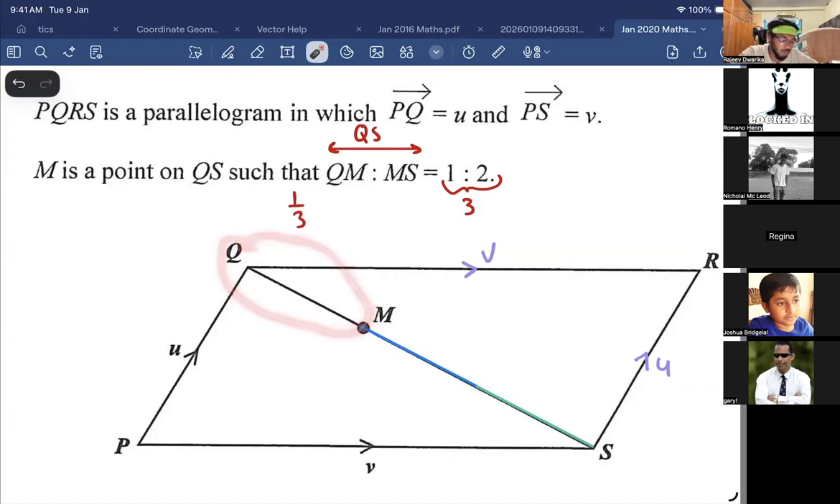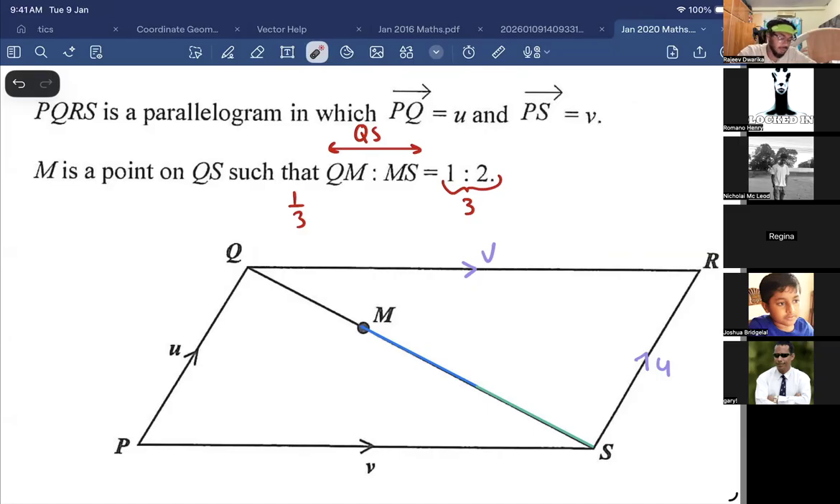1. So wouldn't that be a third of what? Be a third of what? 3. Nah, it wouldn't be a third of 3. 2. Nah, it wouldn't be 2. So Joshua, remind me, what line are we splitting up again? The entire line. QS.